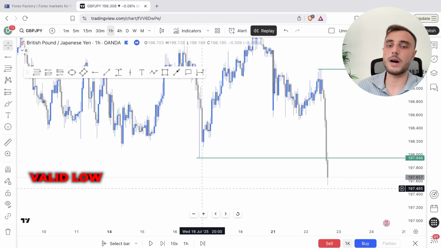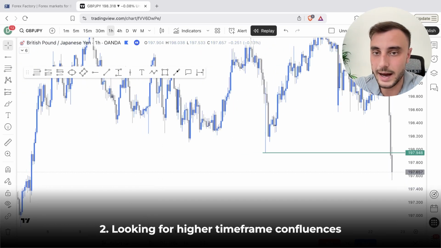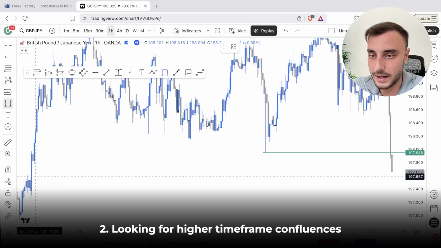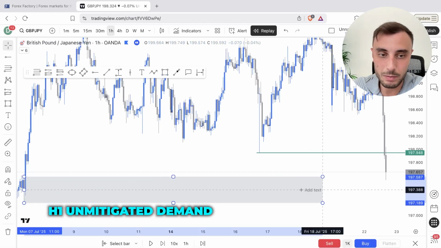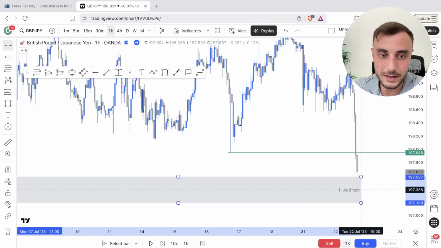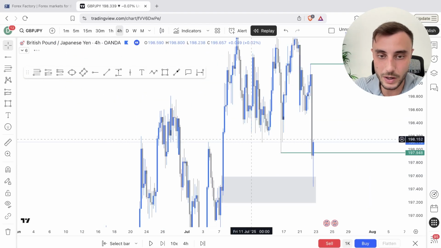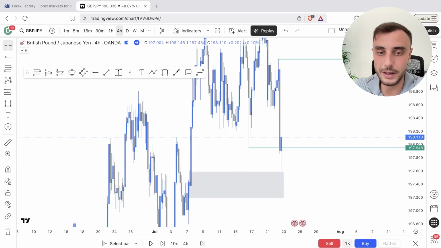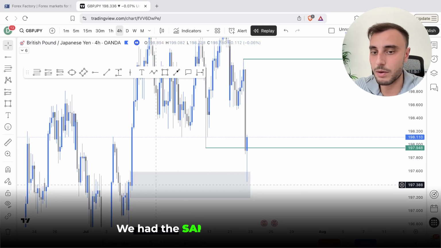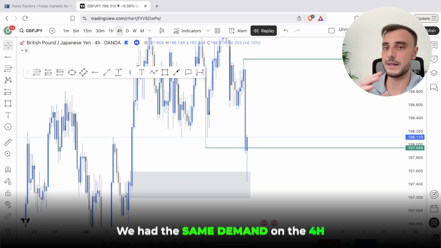Okay, and then on the 1 hour I looked to the left to see if I have any higher time frame confluences, and I was able to identify this unmitigated demand, okay, where price was rejecting from, and this is a very good confluence. After that, I checked the 4 hour as well. Bear in mind we were down here, okay, because now the candle fully printed, and we can see that on the 4 hour we have the same demand. Okay, so this right here is an amazing confluence for me.